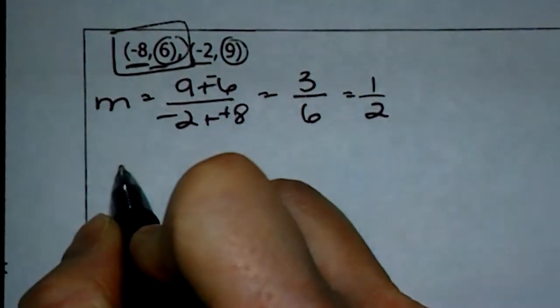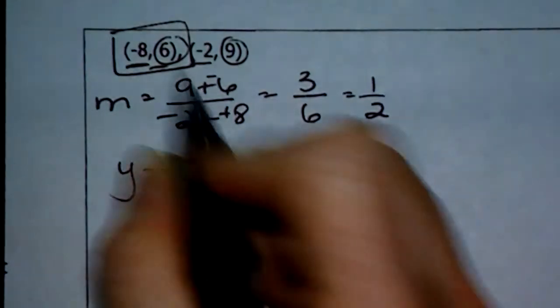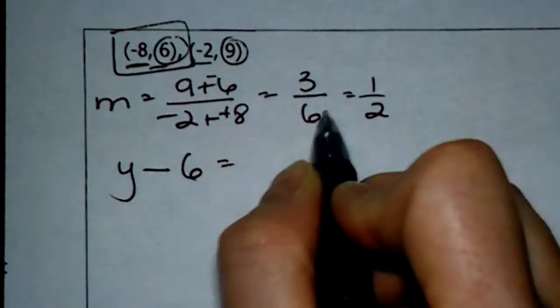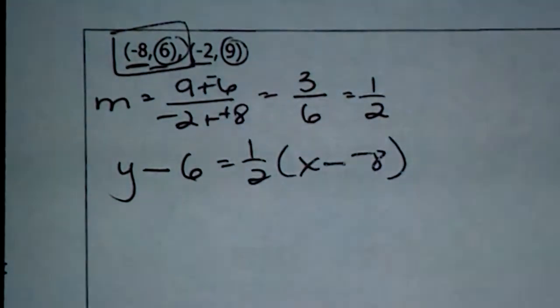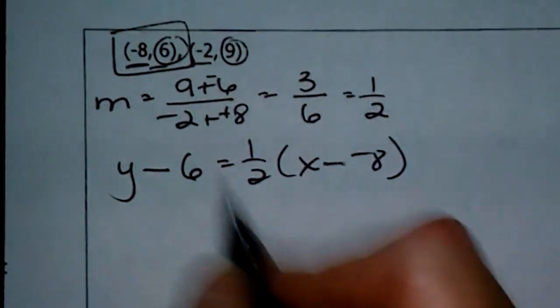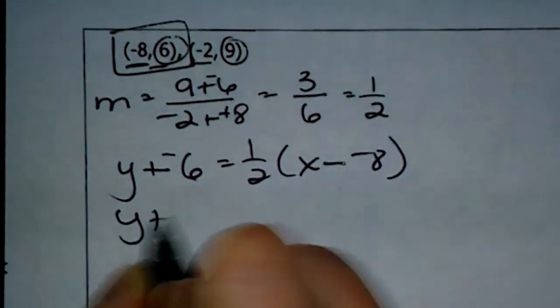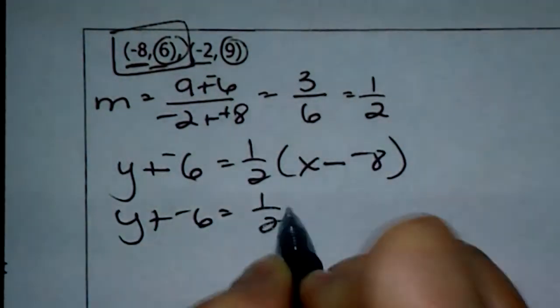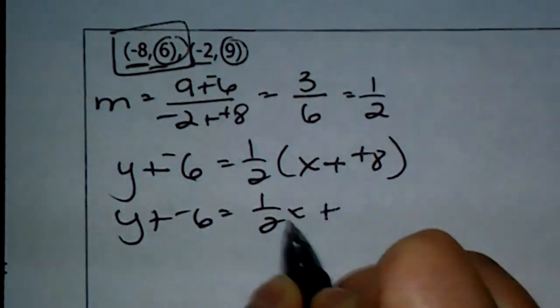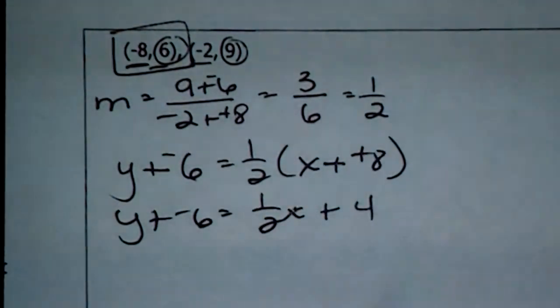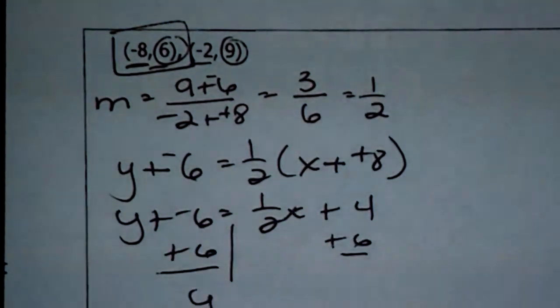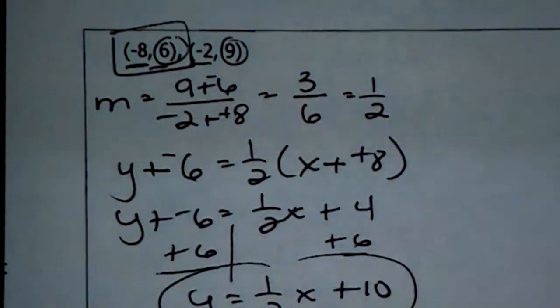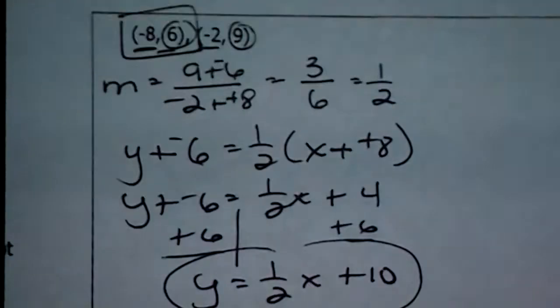Alright, so the formula says y minus y1 equals the slope times x minus x1. And from here, we just need to solve for y. So I would have y plus negative 6 equals 1/2 x plus 1/2 times 8 is 4. To get y by itself, we would add 6. And y is equal to 1/2 x plus 10. Voila! You're done with that one.